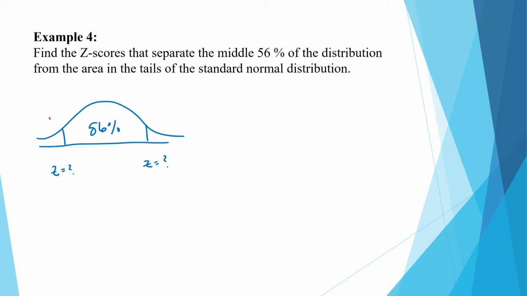First thing we need to do is find the area to the left here, and then we'll be able to calculate our z-scores. If the middle is 56%, then the two areas on the left and the right of it have to add up to what? If I do 100% minus the middle 56%, the two tails should add up to 44%. So these two have to be a total of 44%, which means each one is 22%.